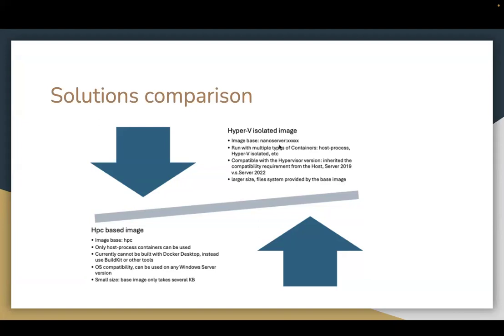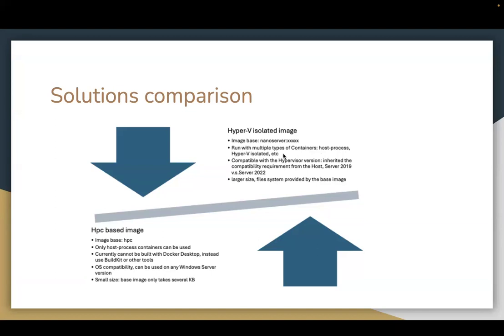And in the future, if we bump the agent image to support Windows Server 2025, we still need to update the base image. And secondly, the Hyper-V isolated image can support running the container image with multiple types of containers, including host process, like what the Antrea agent is running in the Kubernetes cluster, and it can also support Hyper-V isolated.